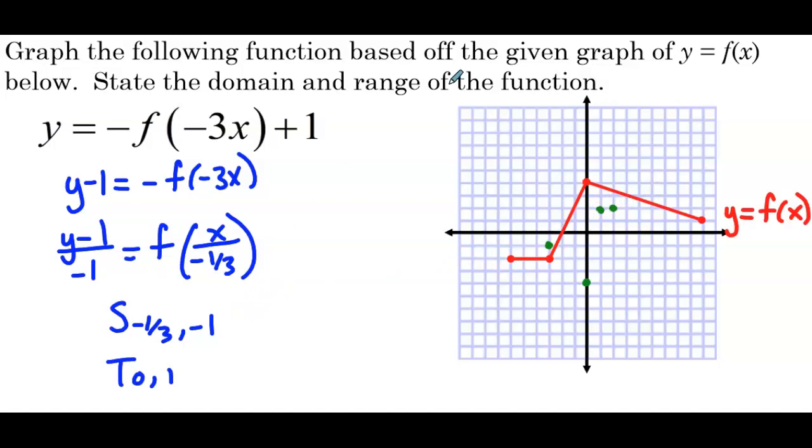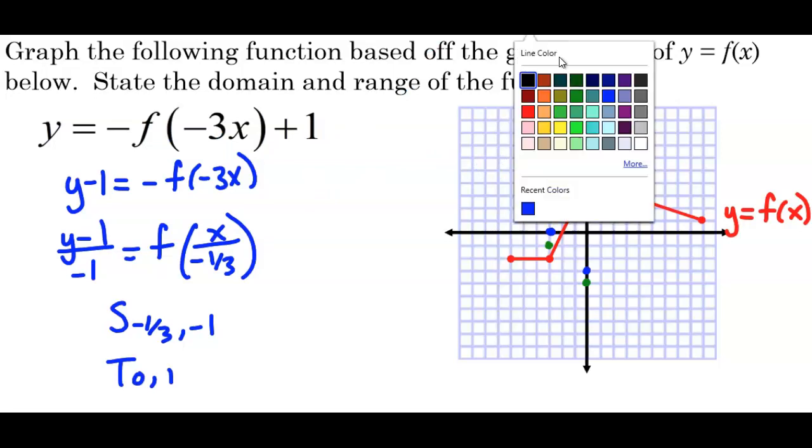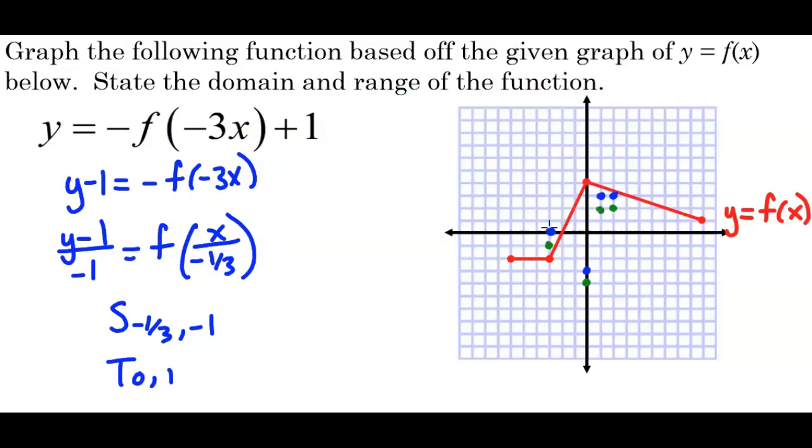And now we're going to translate them. So I'll go back to the blue marker. We're going to move each of those points up 1. Okay, so those are the points that we're actually looking for. I'll use the line tool. I'll make it blue. And we can connect our points. And there, in blue, we have the graph of y equals negative f of negative 3x plus 1.